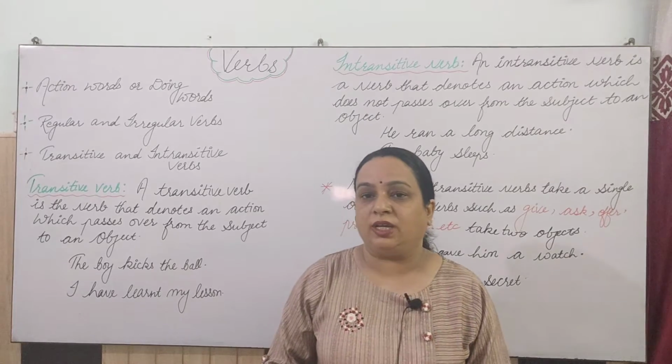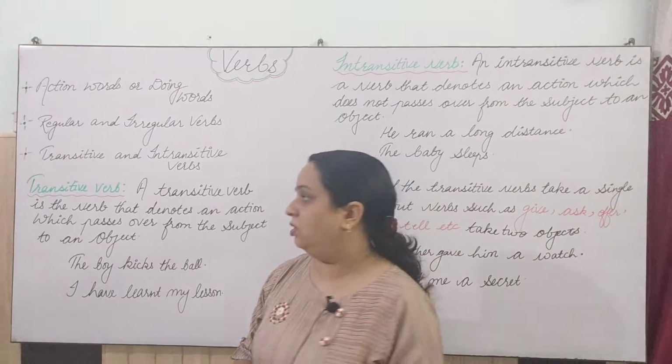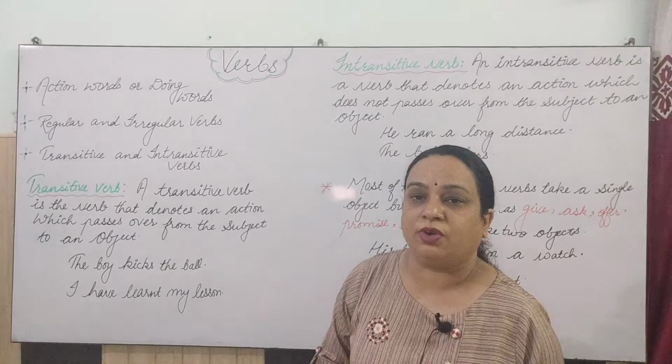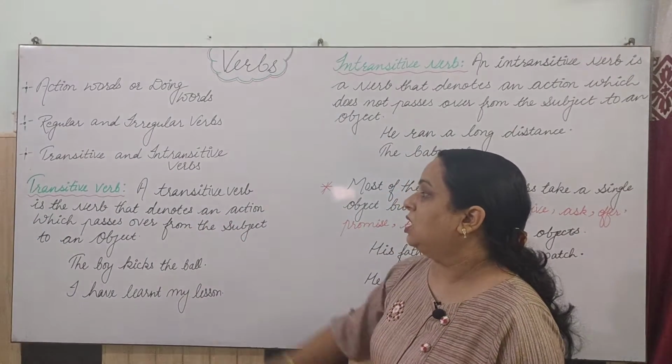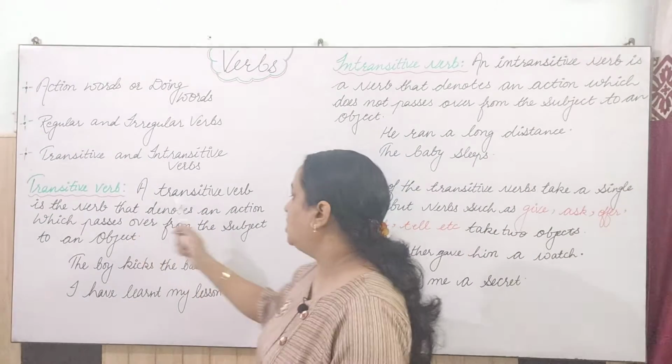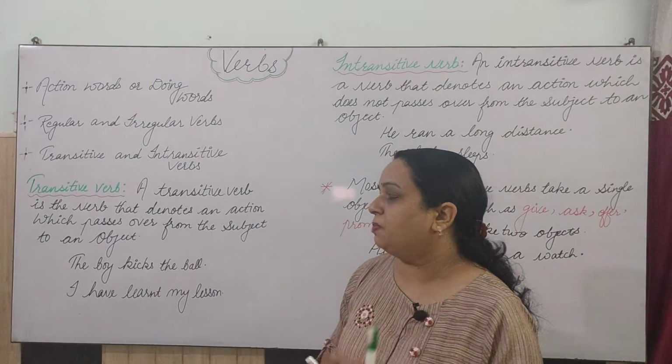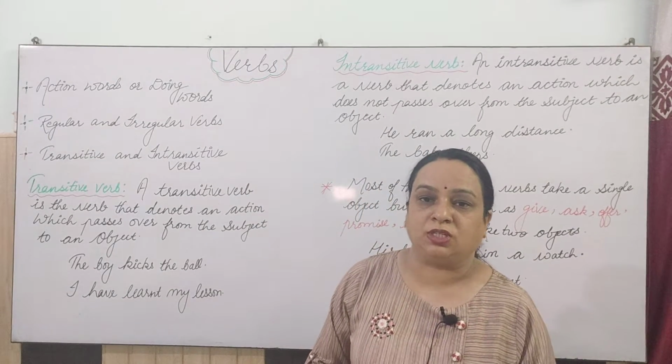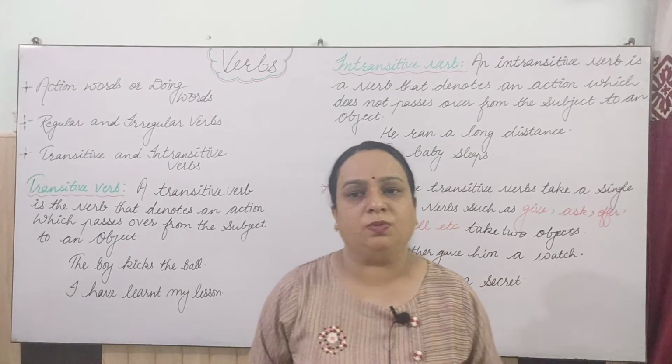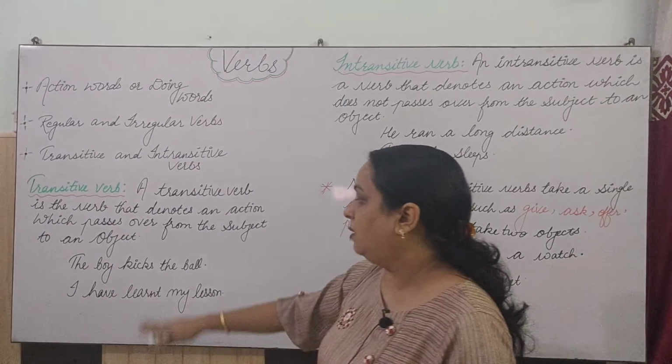So let's start today's transitive and intransitive verbs. I have written the definition for you: what is a transitive verb? A transitive verb is a verb that denotes an action which passes over from the subject to the object. Now, how is this possible? Let's understand with the help of an example.